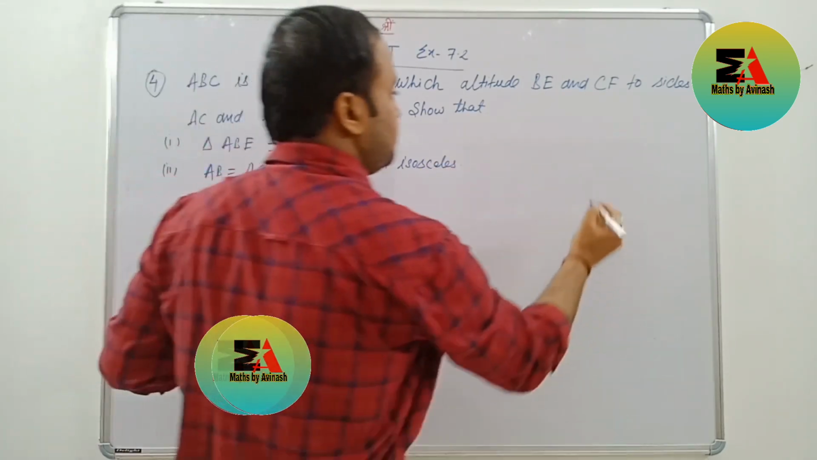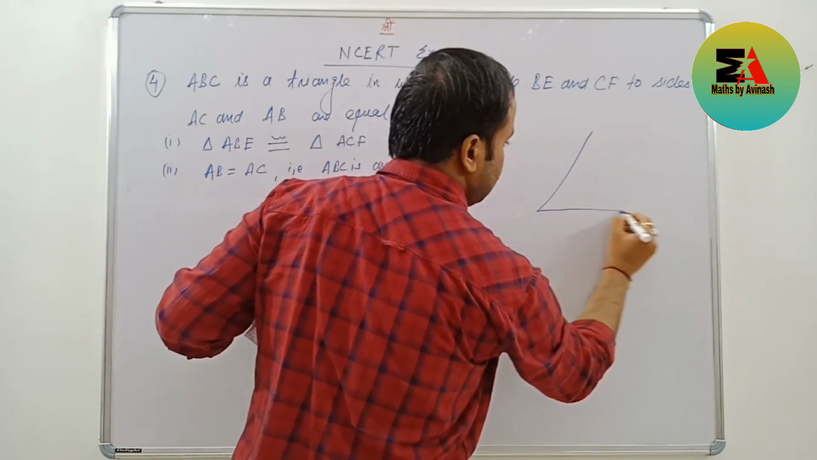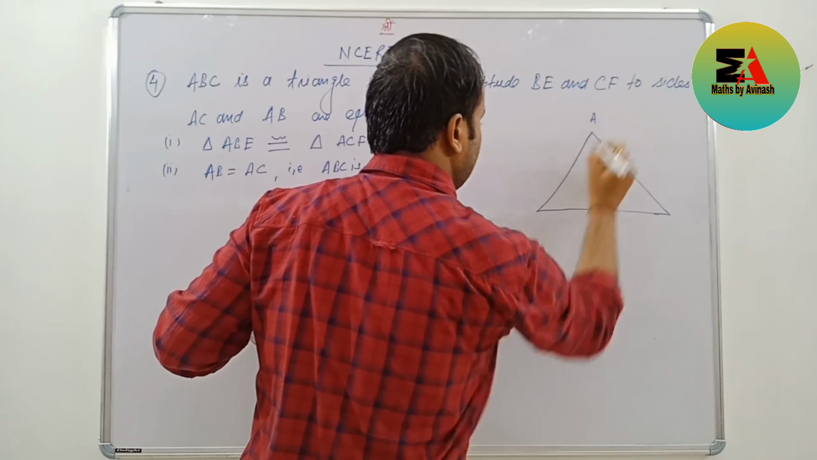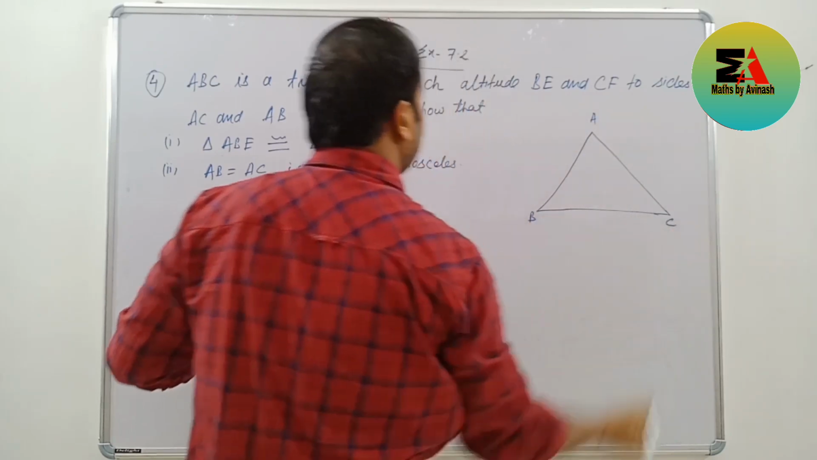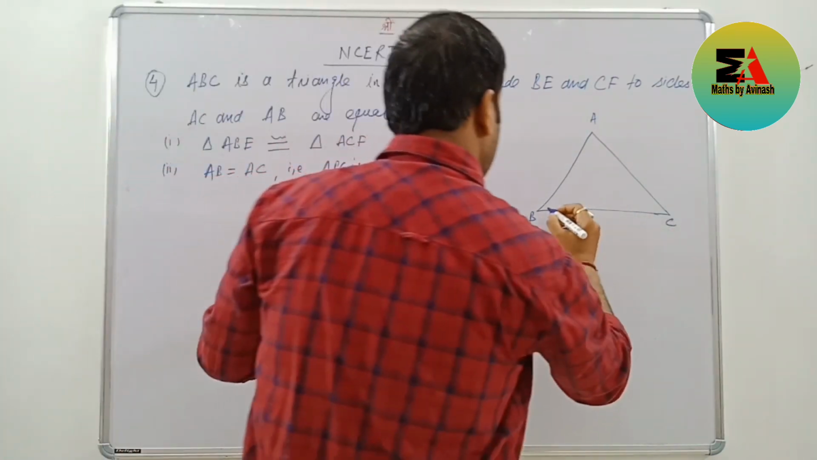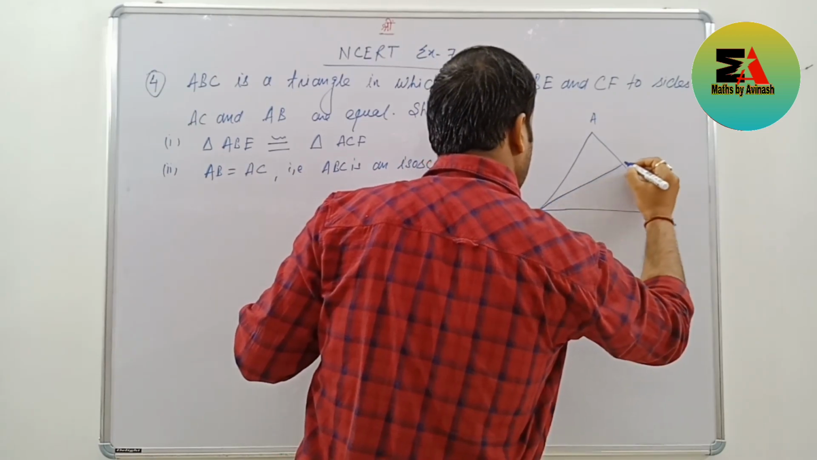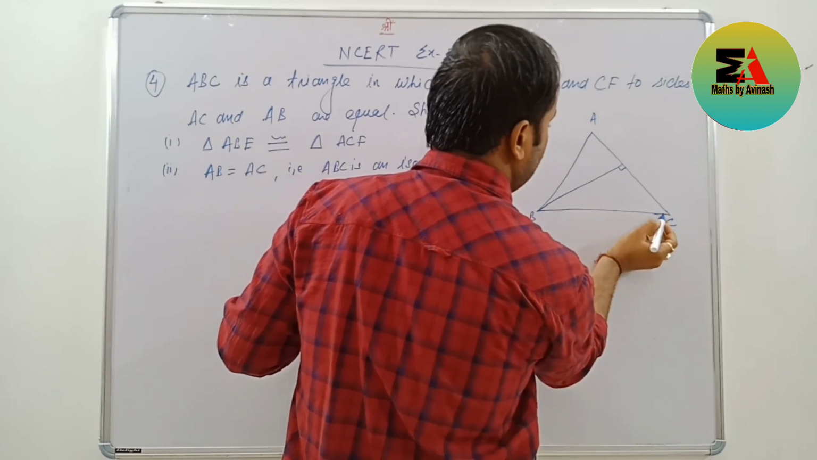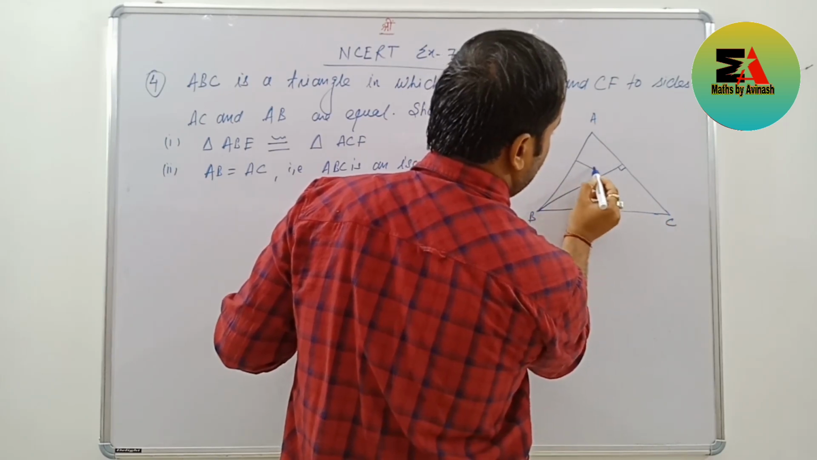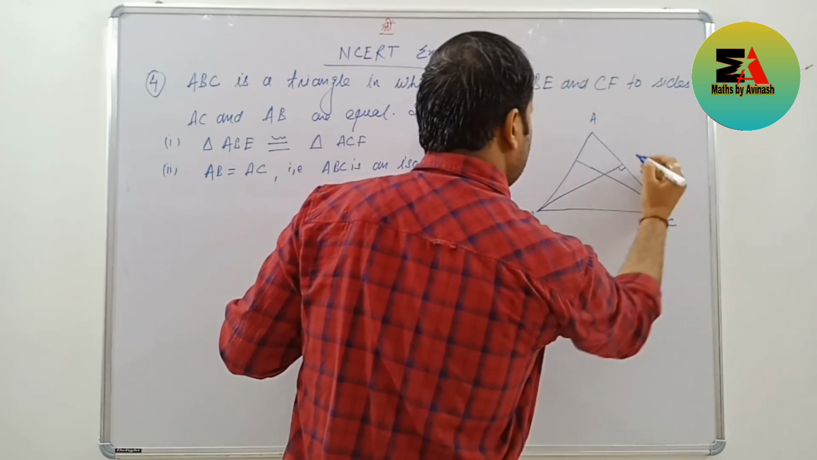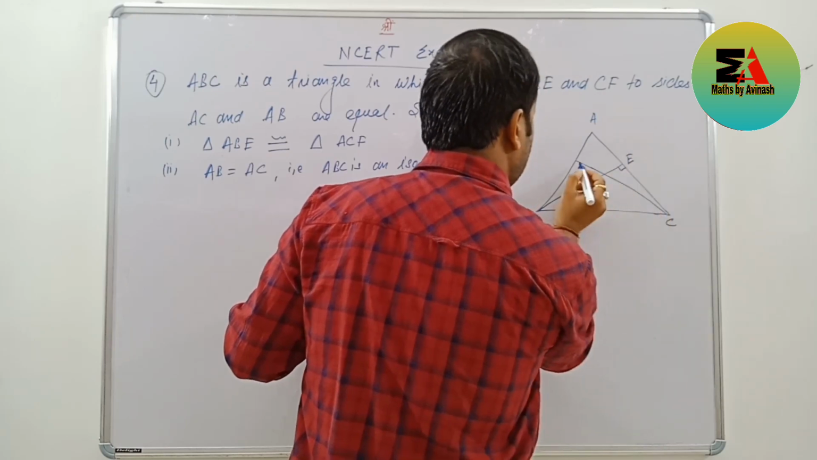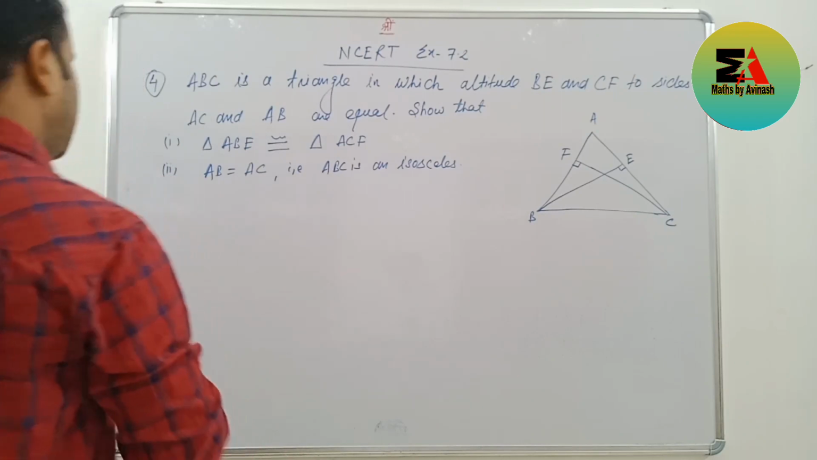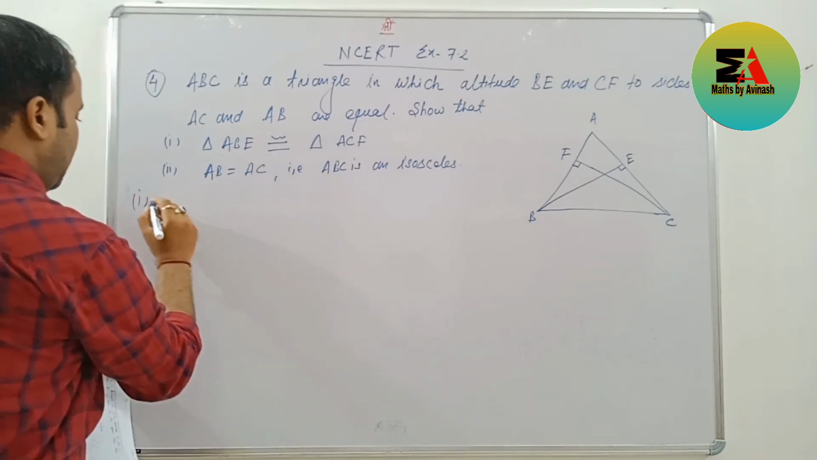Now see the figure. This is our triangle ABC, and BE is an altitude and CF is an altitude. Now see how we solve. Our case first.